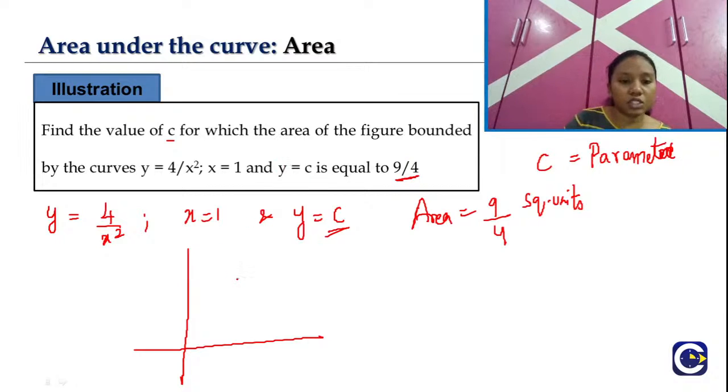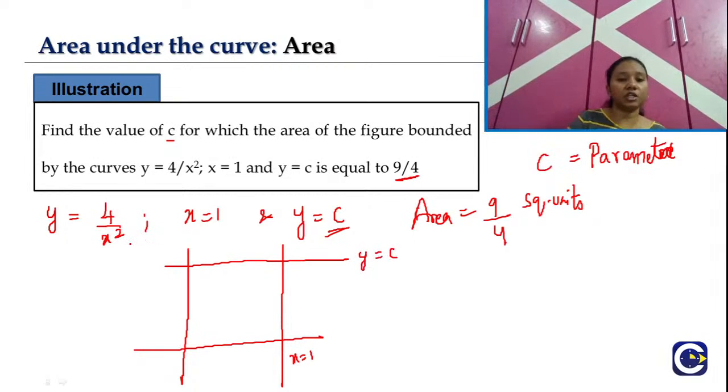So here, if you see, what will be our x equal to 1. So let me take it here, x equal to 1, and let me take y equal to c somewhere here. So the next thing is y equal to 4 by x square. So this curve will have a graph something like this. If you plot it, you will be getting this is the required portion of area which we have to find.